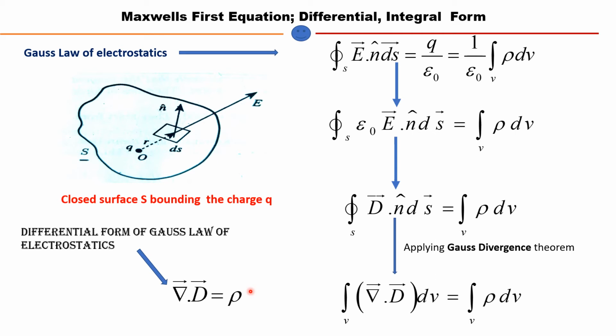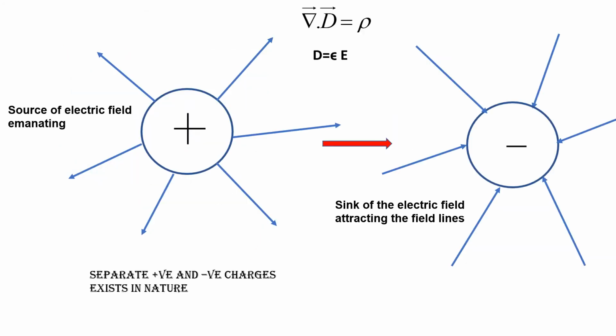Now let's understand a little bit about the physical significance of Maxwell's first equation. We have already understood that the divergence theorem is associated with it. This is the law with the D vector proportional to the electric field. If we have a positive charge, all the electric fields are emanating from that point, so the positive charge is acting as a source of electric field. So the divergence here is positive.